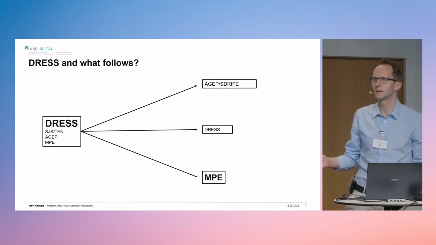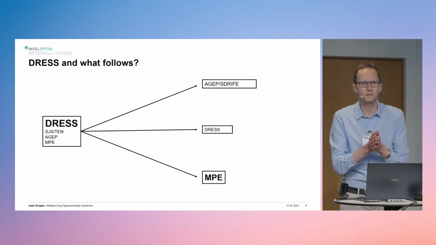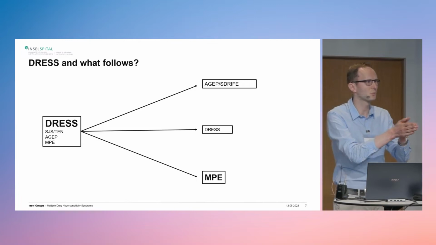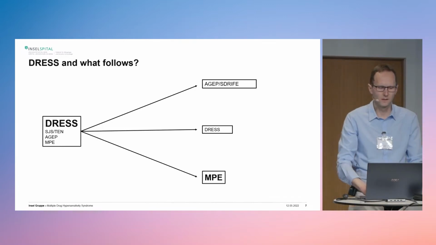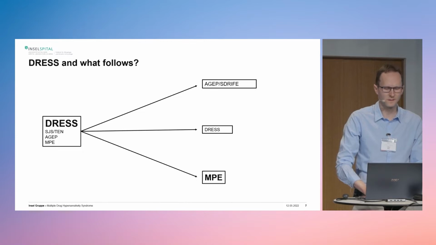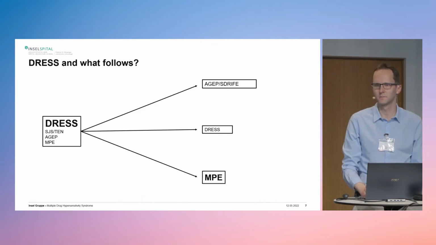Now the question is, DRESS and what follows? The behavior of MDH is not that when you have one reaction, you will have the same later. So it changes. At the beginning, patients often have DRESS. The second reaction is mostly different. You can have DRESS again, but very often it's MPE or one of the other.